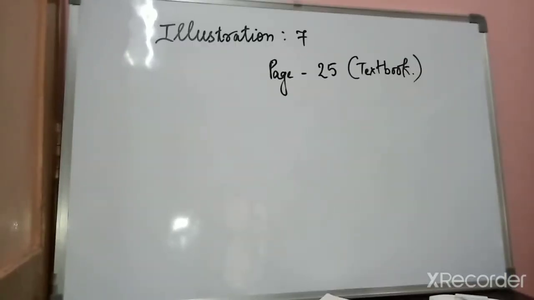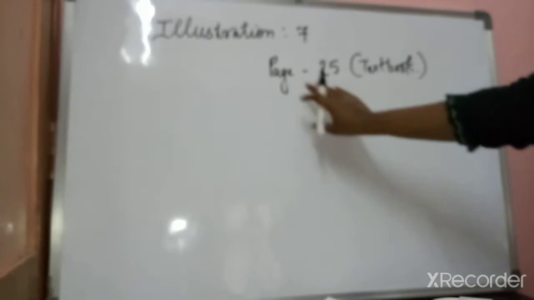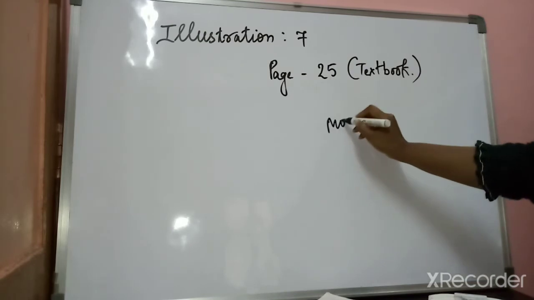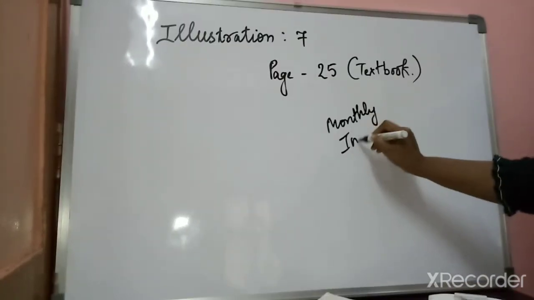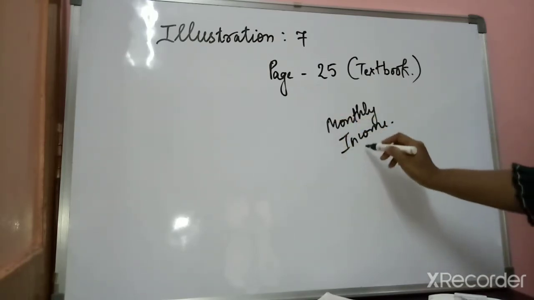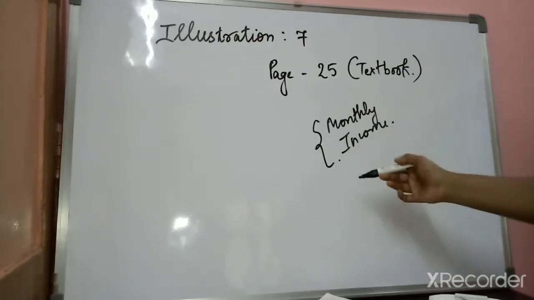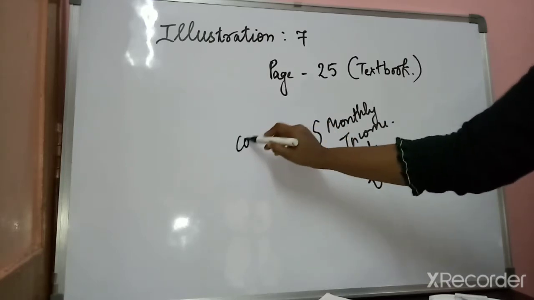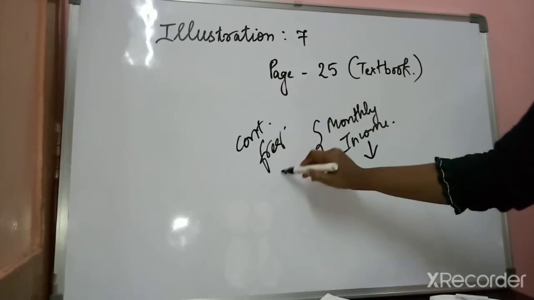Now let's come to page number 25 of your textbook. Illustration number 7. Now the question says a frequency distribution of monthly income of 500 persons is as under. Obtain less than type and more than type cumulative frequency distribution. So two things have been given to you: the monthly income and the number of persons, that is your frequency.